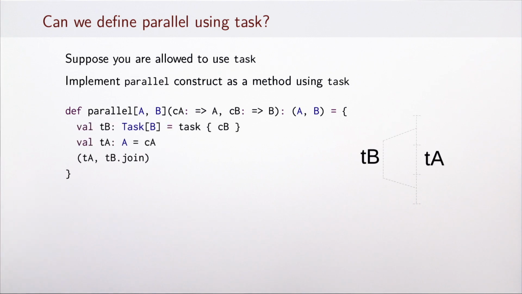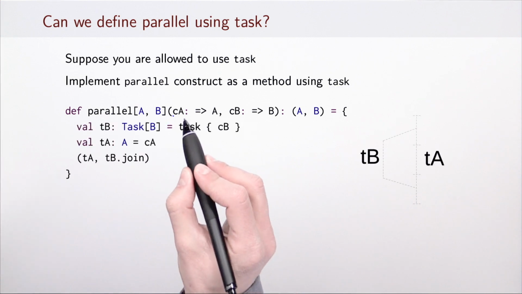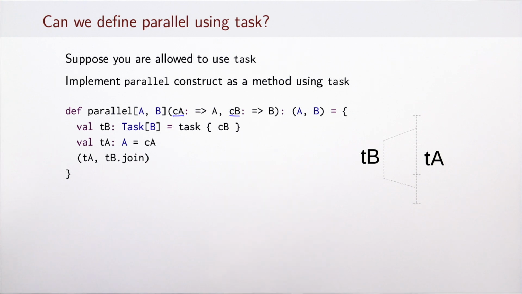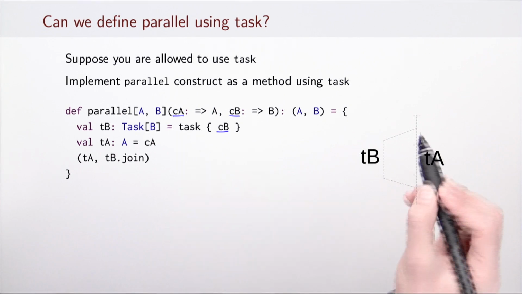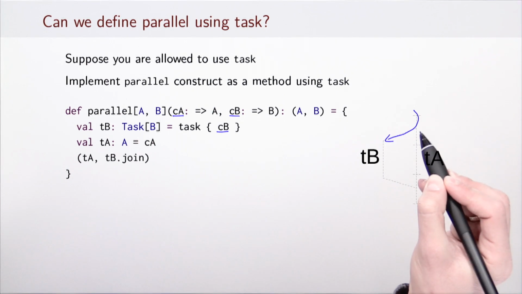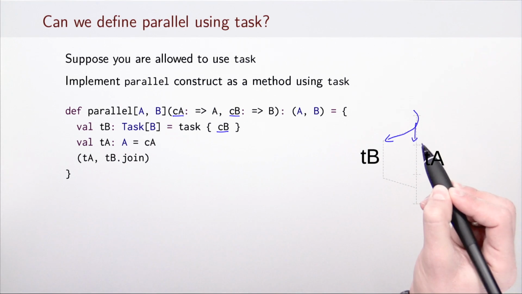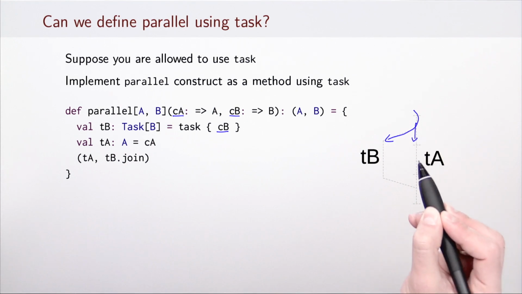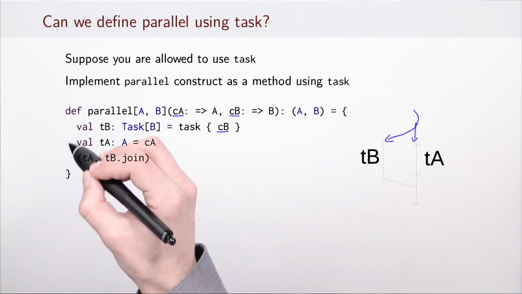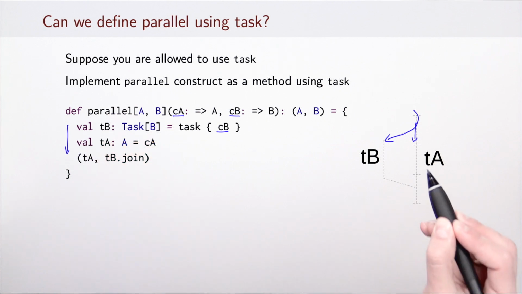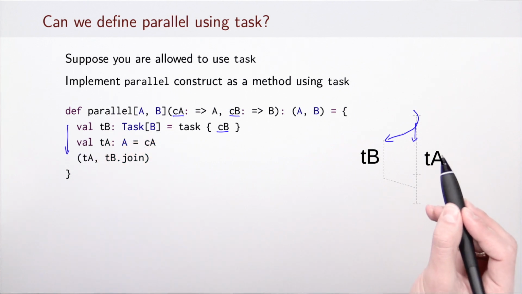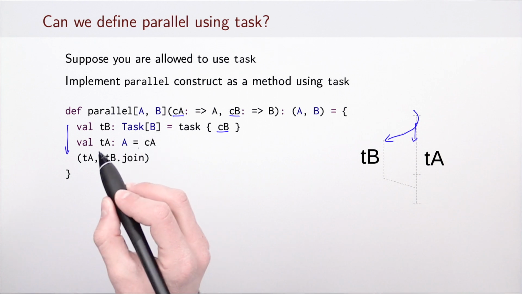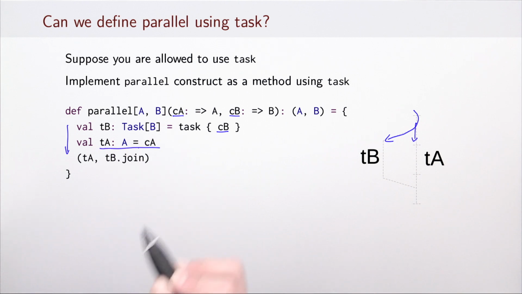Here's one solution. Because we want to compute computation CA and CB in parallel, let's take one of them, in this case CB, and start a task that computes it in parallel. Using the task construct, we immediately continue with our own computation in the thread of this function. And then we can compute TA directly. This is what this line is doing here.